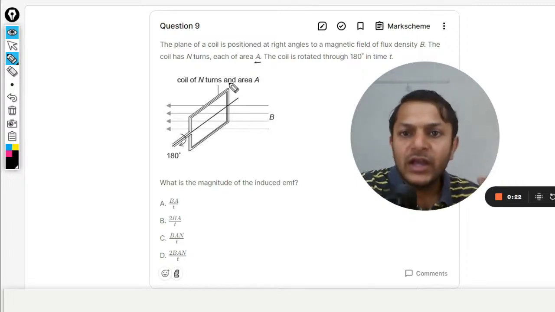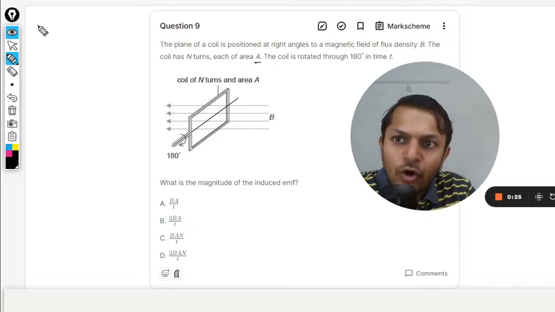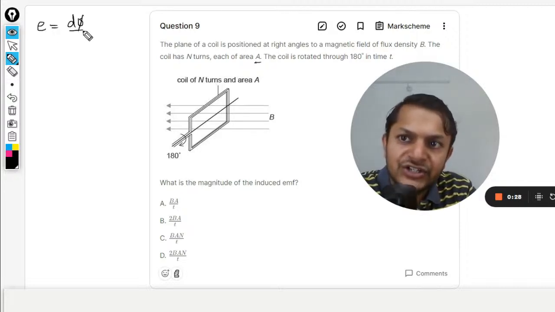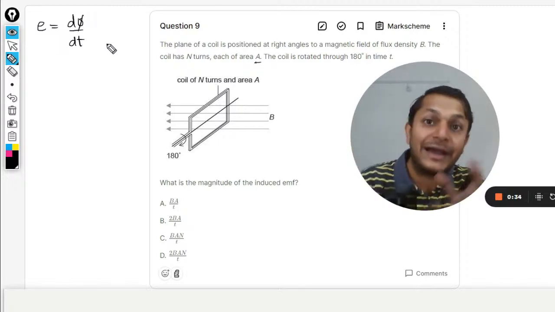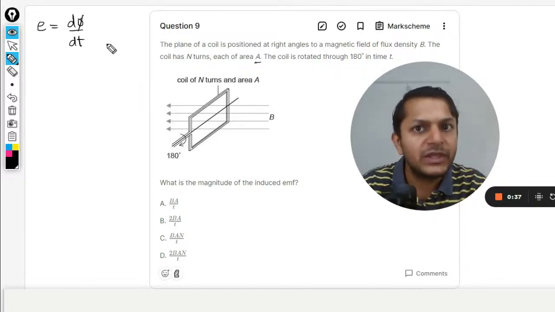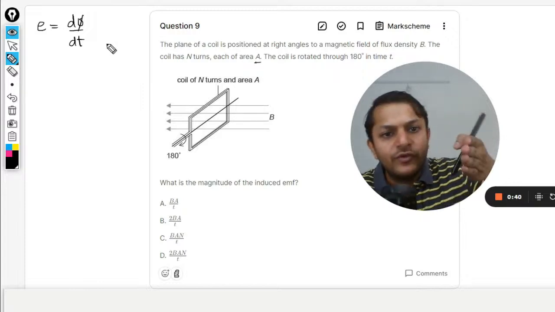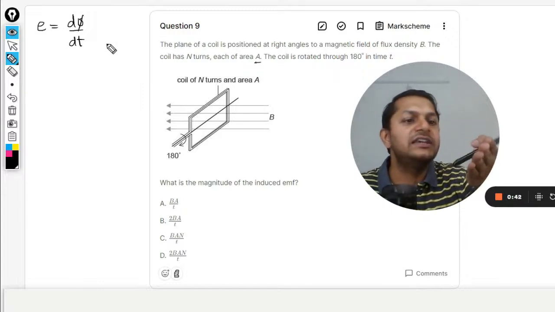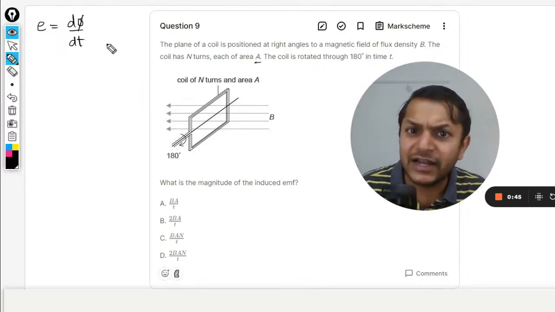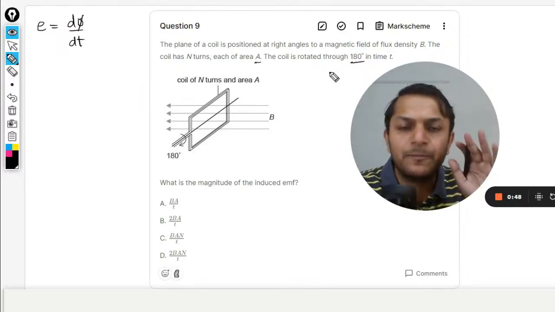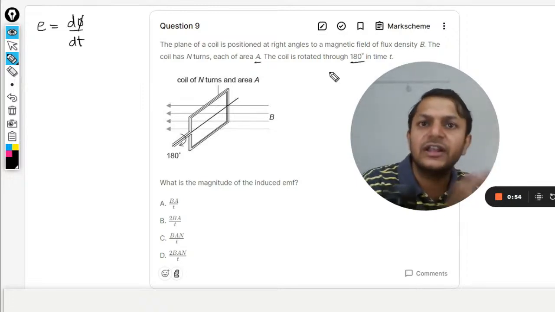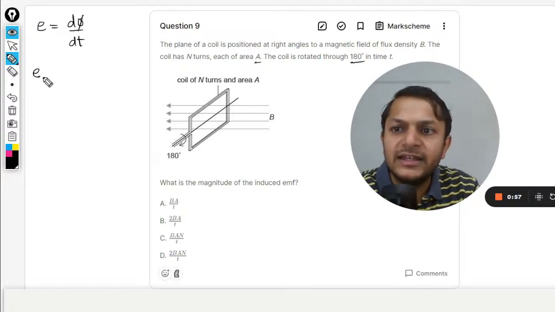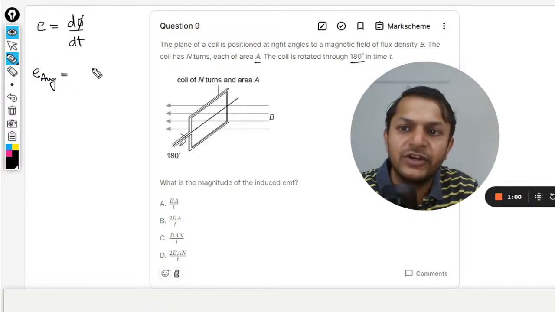Okay, dear students, what we do in these kinds of questions, according to Faraday, E is given by the change in flux divided by change in time. When I use the calculus terms, it is always about the instantaneous values of the EMF that is induced, at every instant. But we are not concerned with that now, because it is rotated through 180 degrees in time t. So we are just concerned with the initial and the final position. So we are indeed talking about the average value of the EMF induced, and that will be given by change in flux divided by change in time.